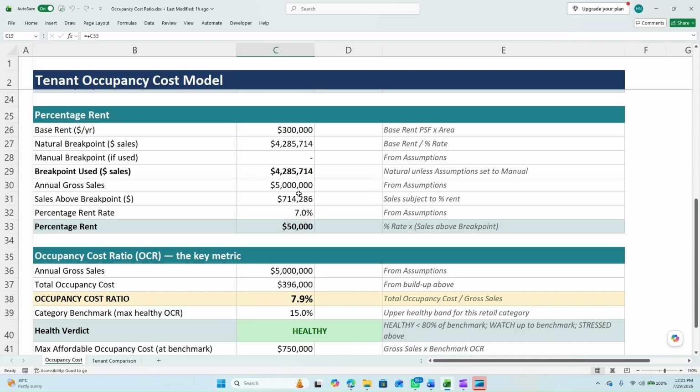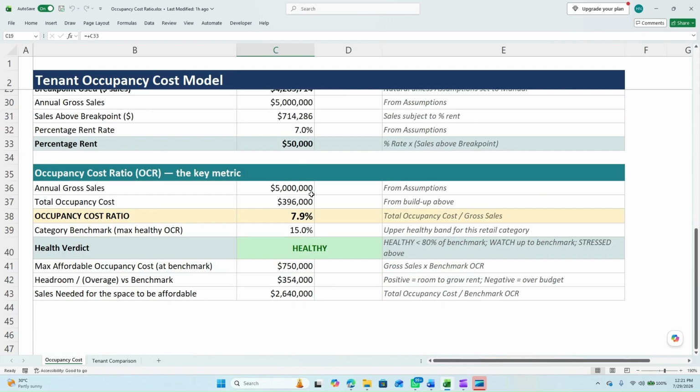Now, once you've calculated the occupancy cost, it is important to understand what is the ratio and is it healthy or not. To calculate the occupancy cost ratio, we just divide the total occupancy cost by the annual gross sales and get the ratio. Now, this occupancy cost ratio of 7.9% indicates that a tenant is paying almost 8% of its annual gross sales as rent to occupy this store.